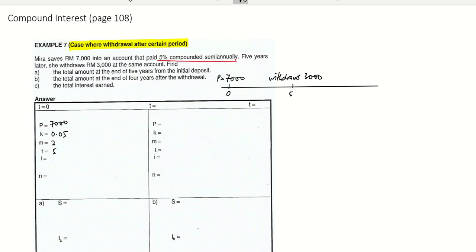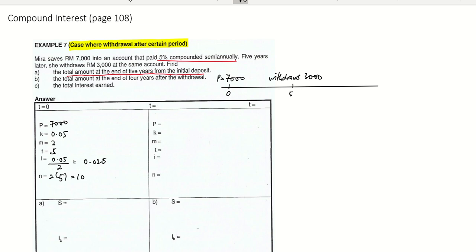Because the first question is we want to find the total amount at the end of 5 years from the initial deposit. So T is equal to 5. Then I is equal to K over M, so 0.05 divided by M, which is 2, so equals 0.025. N is the total number of interest periods, which for 5 years compounded semi-annually is 2 times 5, so equals 10.